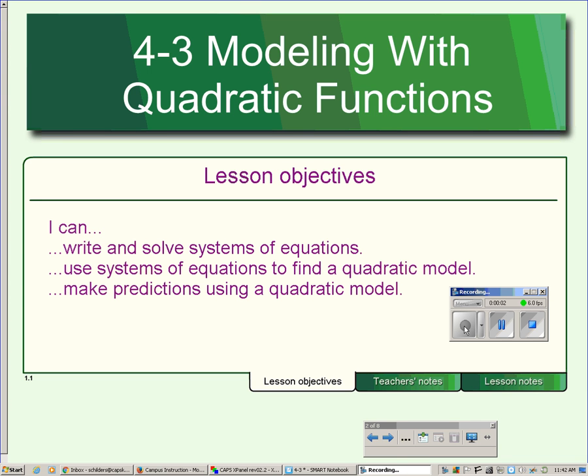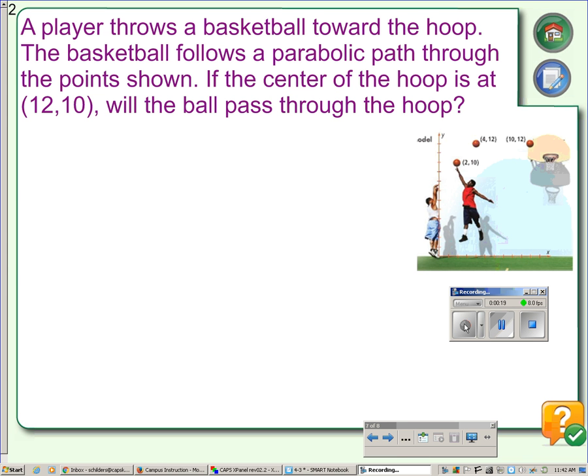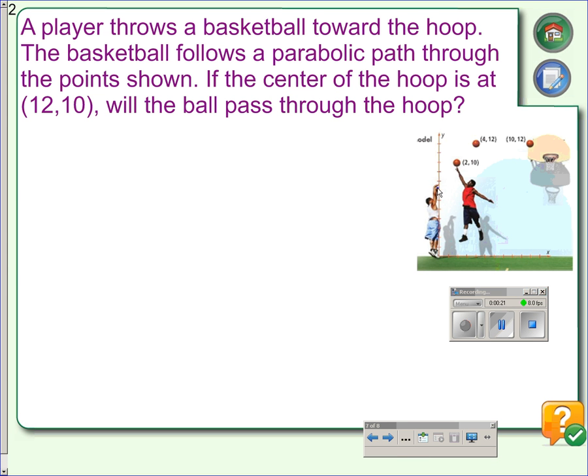This is lesson 4.3, part 2. In this lesson, we're going to take a real-world type of example to model a situation with a quadratic equation using a system of equations, and then we will make a prediction about what's going to happen using that equation. So in our example here, this man shot the ball and it followed this parabola, and we want to predict whether it will go in the hoop.